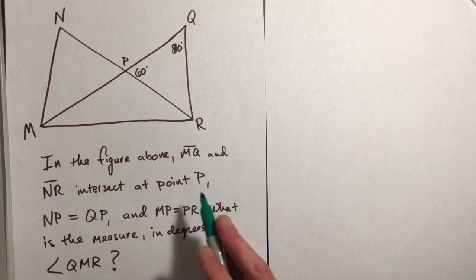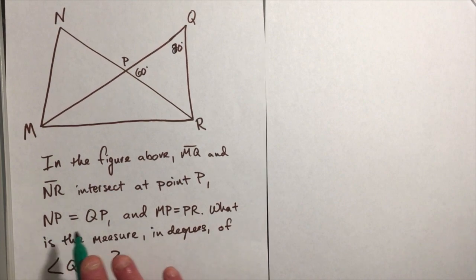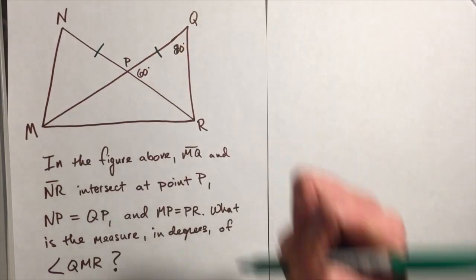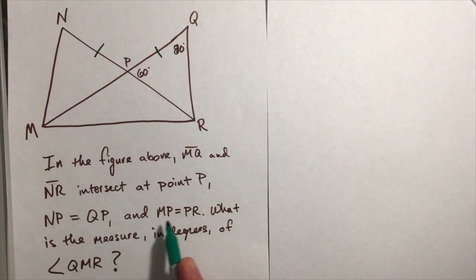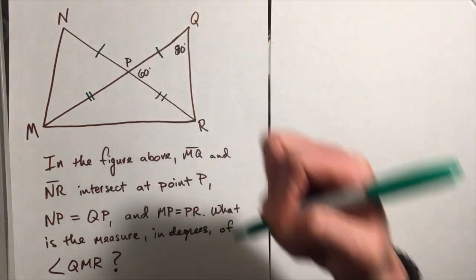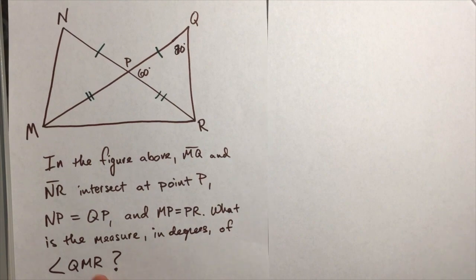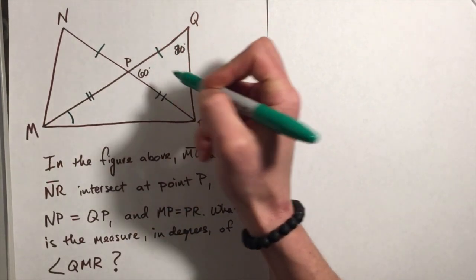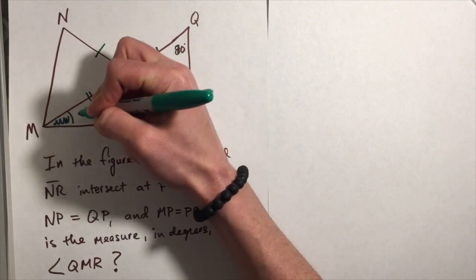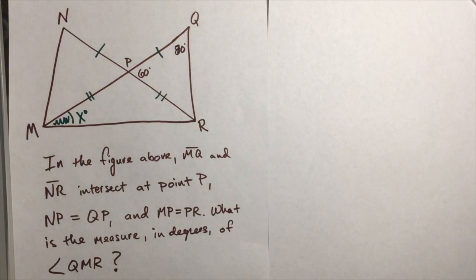Well, if we look at the figure above, let's mark down what we need to see here. In this case, we know that MP is equal to QP, so let's mark that right away. And we know that MP is equal to PR. Of course, not drawn to scale. All right, and now we can find the angle that we want to find. So let's shade that in. This is the angle we're looking for, angle QMR. I sometimes just put an angle of x degrees there. So that's what I'm looking for here.